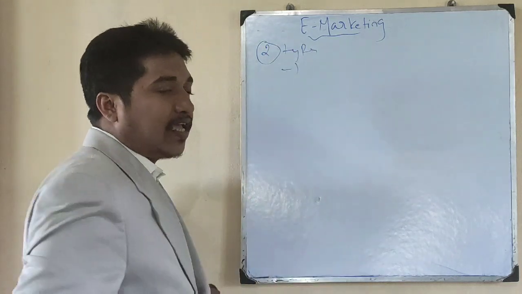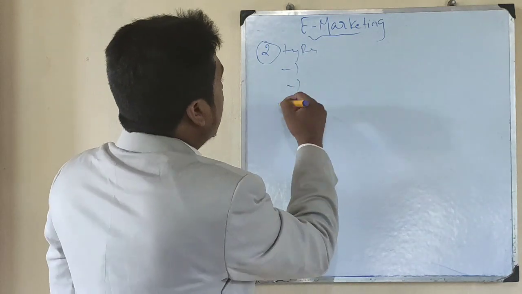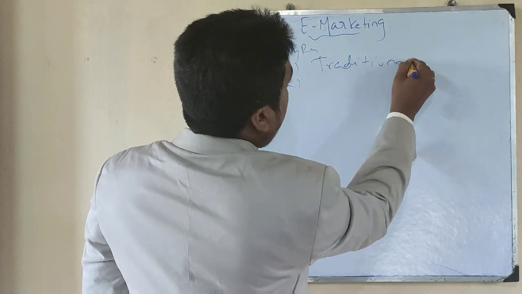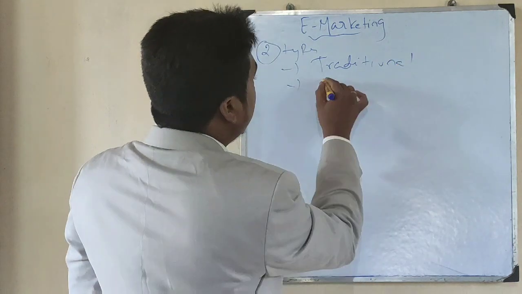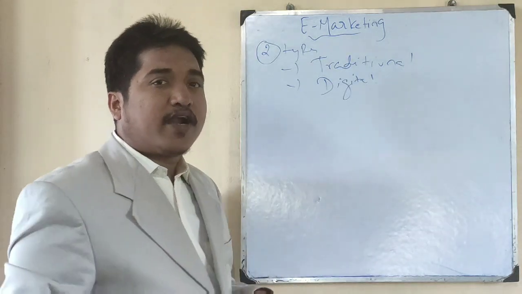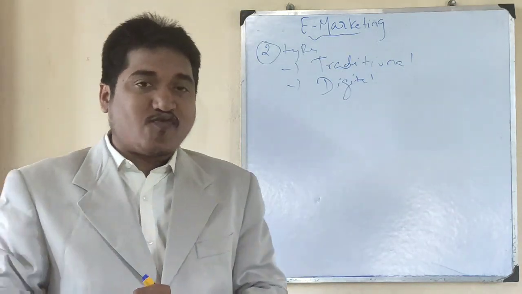The first one is represented as traditional e-marketing. And the next one is represented as digital e-marketing. Traditional e-marketing and digital e-marketing, what does that mean?